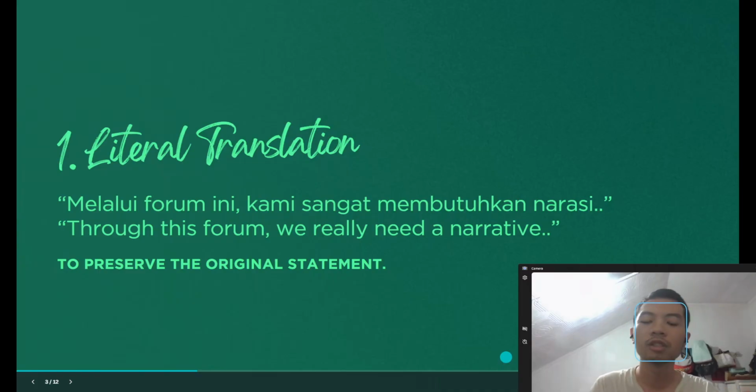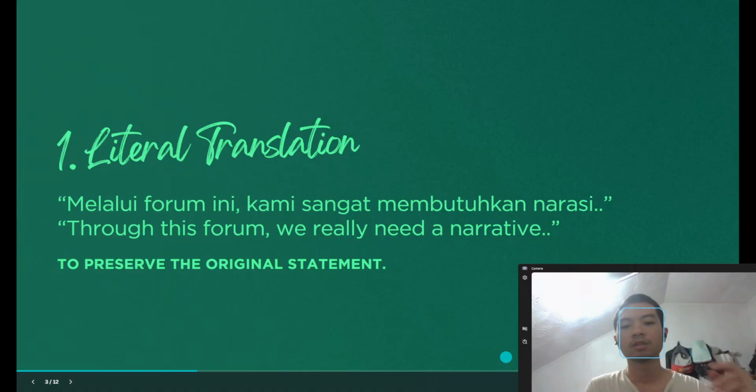Here I choose an example from the source language: "Mulai forum ini kami sangat membutuhkan narasi." I translate it to "Through this forum, we really need a narrative."